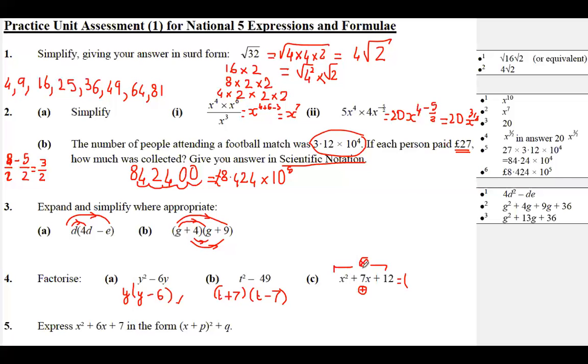So you open your bracket. You don't really need to use MAM here because the coefficient for the x squared is 1. So you just put your 2 numbers there, and they're both positive. So x plus, so we said 3 and 4, x plus 3 times x plus 4.